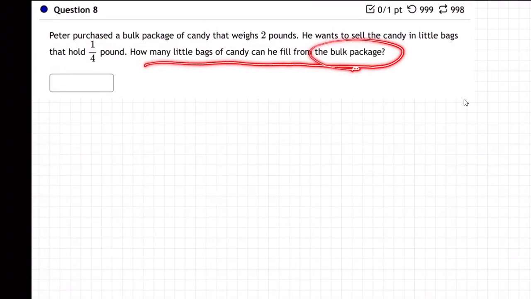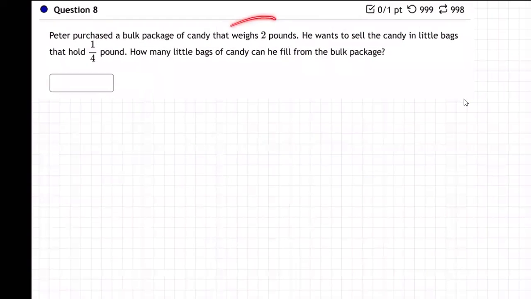Oh, good question. So he's got a big bag of candy that weighs 2 pounds, a big bulk bag, like he bought it from the store, a giant bag, 2 pounds.